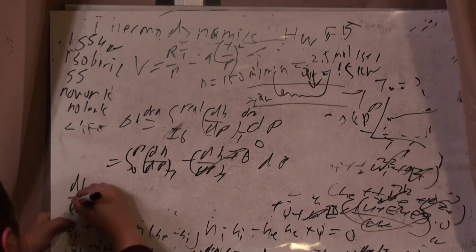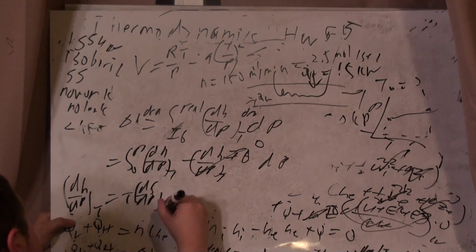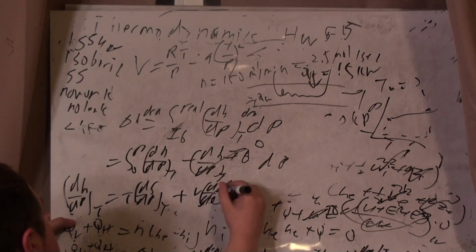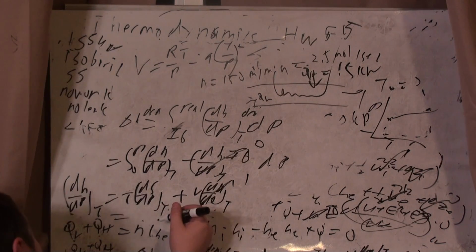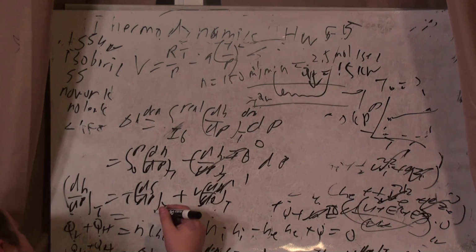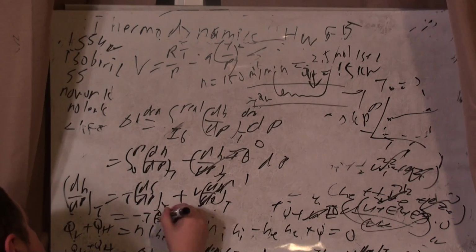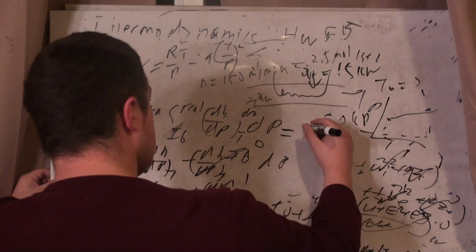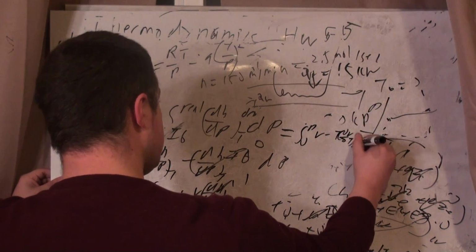So dH dP at constant T is equal to T dS dP at constant T plus V dP dP at constant T. That goes to 1. This is equal to, oh gosh, is that minus? Yeah, so this is minus T dV dT at constant P plus V. Okay, and so my integral is going to become from 0 to P of V minus T dV dT at constant P, dP.